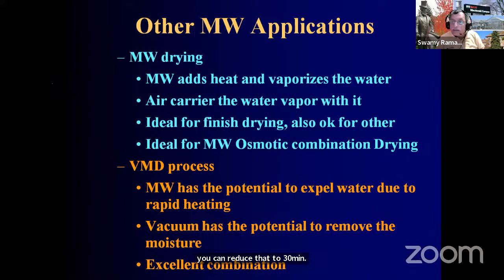Vacuum microwave drying, another big achievement. Here we are using the combination of microwave heating under vacuum condition. So it's a double engine. Microwave adds the heat and flashes the water out, and then vacuum pulls that water vapor out of the system. One side is pushing, the other side is pulling, like two engines in a train. So that makes it go much, much faster.